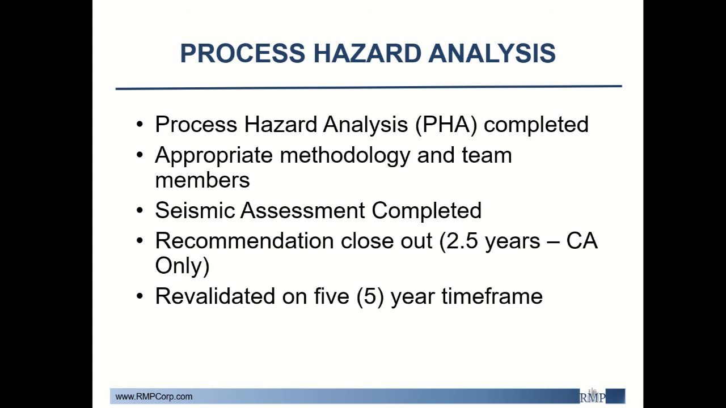If you live in a high seismic activity zone, you want to also make sure that a separate seismic assessment was completed, especially if you live in California. For the PHA recommendations, if you live in California, you have 2.5 years to close them out, and you want to make sure that the PHA has been revalidated on a 5-year interval.